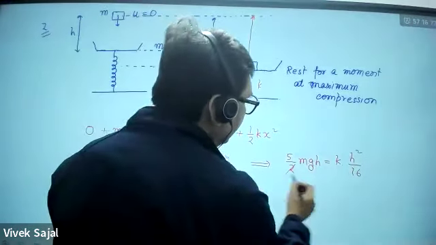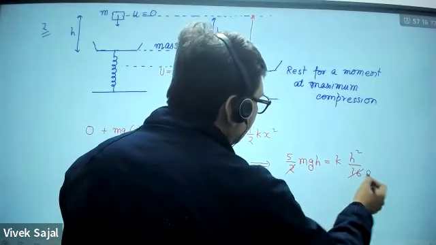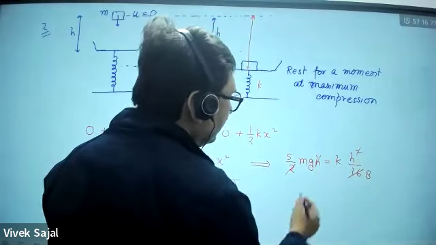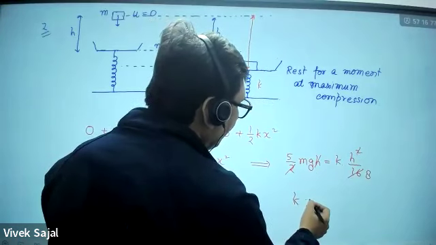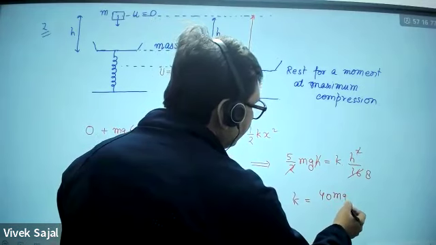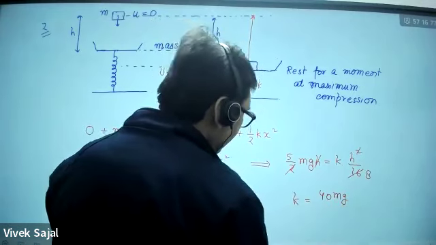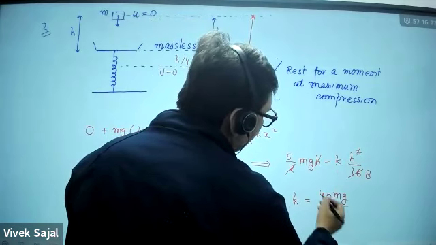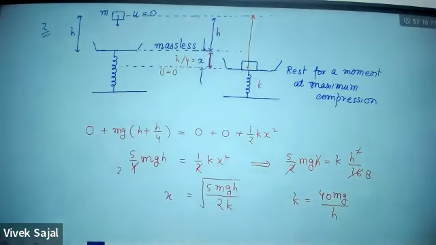So this will be 2 8 16. So this one h will cancel out. Okay, so what will be K? This will be 40 mg upon h. So K will be 40 mg upon h. This will be the answer in this question.